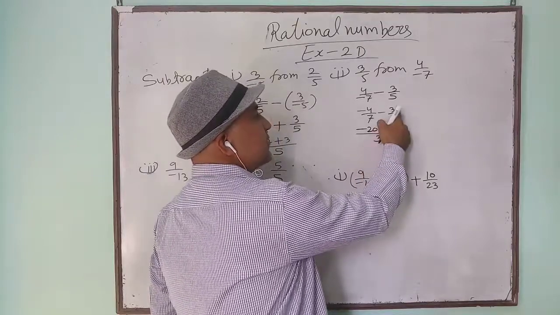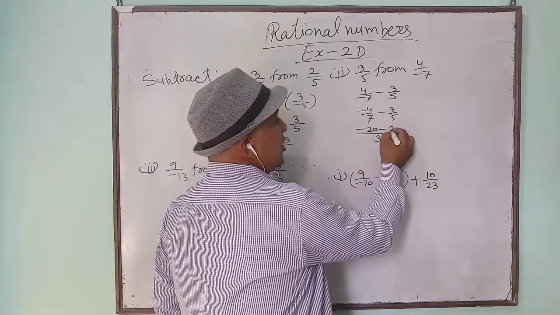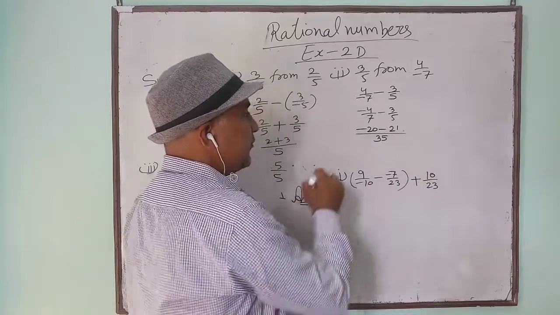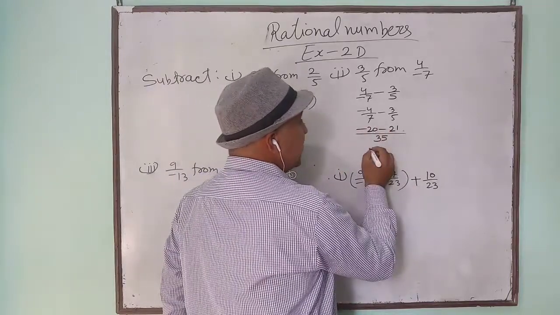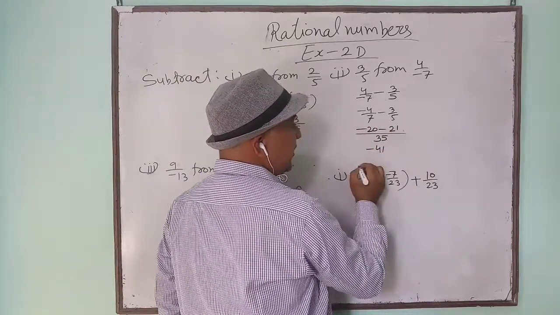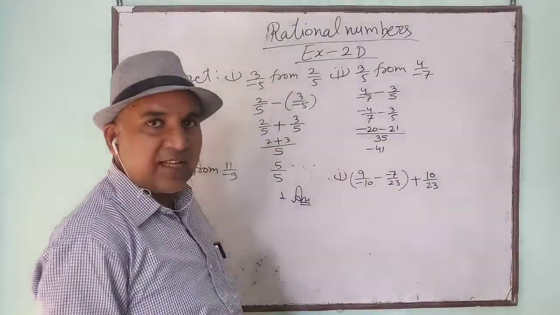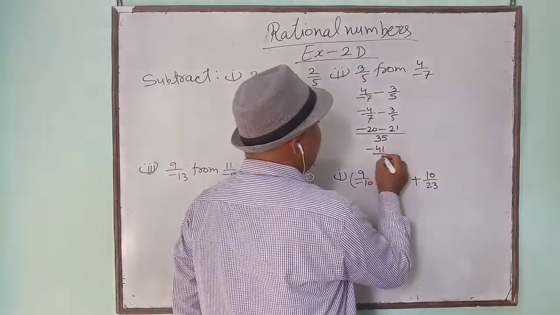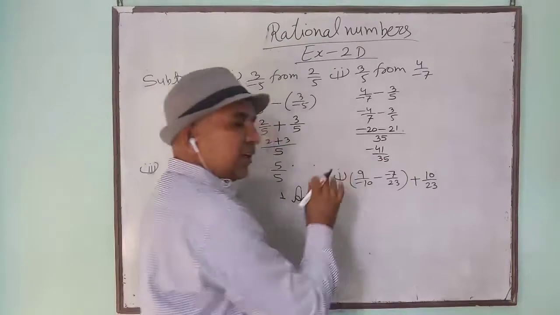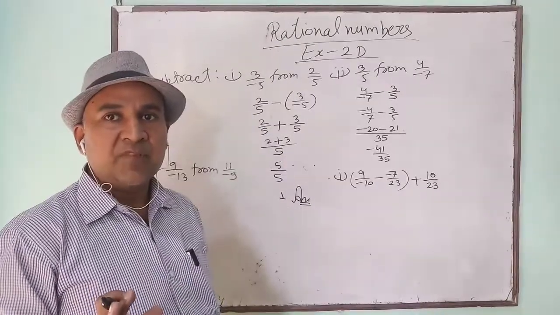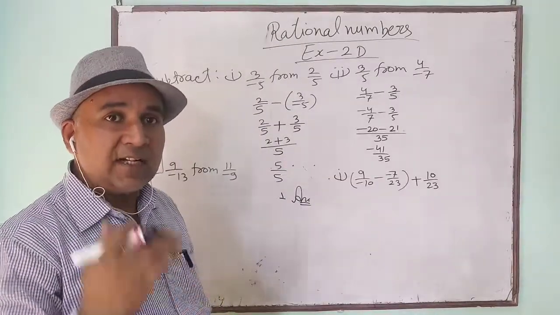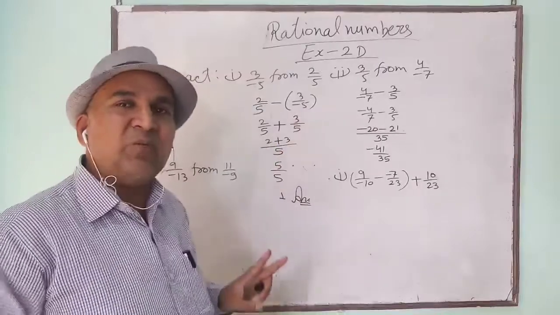Now that 7 is multiplied by numerator. So 7 into 3 is 21. Now minus 20 minus 21 will be minus 41, because both have the same sign. So minus 41 upon 35. This is your answer. But one advice, you can leave your answer, you will get your full marks, don't worry about it.